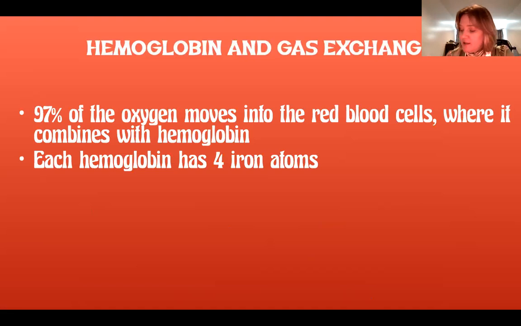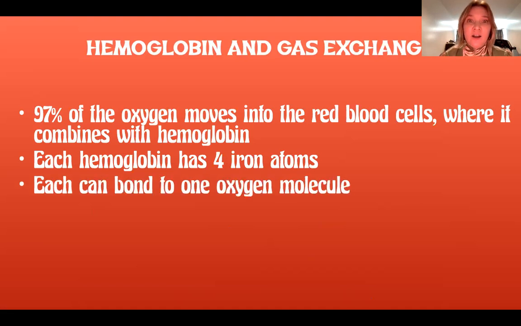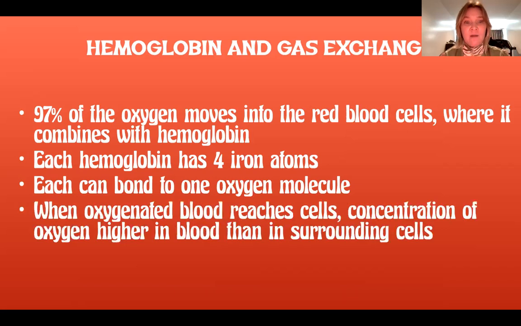Now, how does the oxygen and the carbon dioxide move in the blood? Like, how does it physically get transported? 97% of the oxygen moves into red blood cells where it combines with hemoglobin. Remember, hemoglobin is composed of 4 polypeptide chains. Each polypeptide chain contains 1 iron atom. So each hemoglobin has 4 iron atoms, and each iron can bond to 1 oxygen molecule.